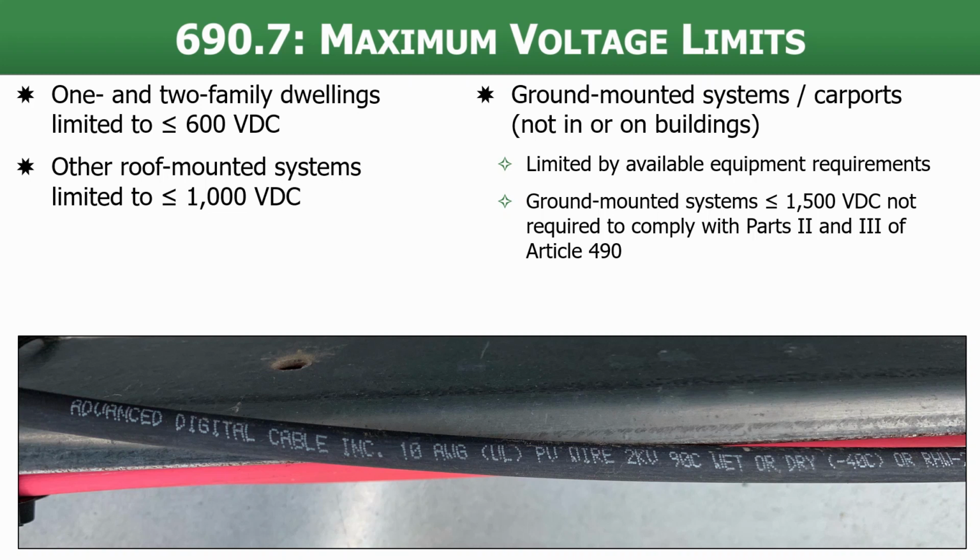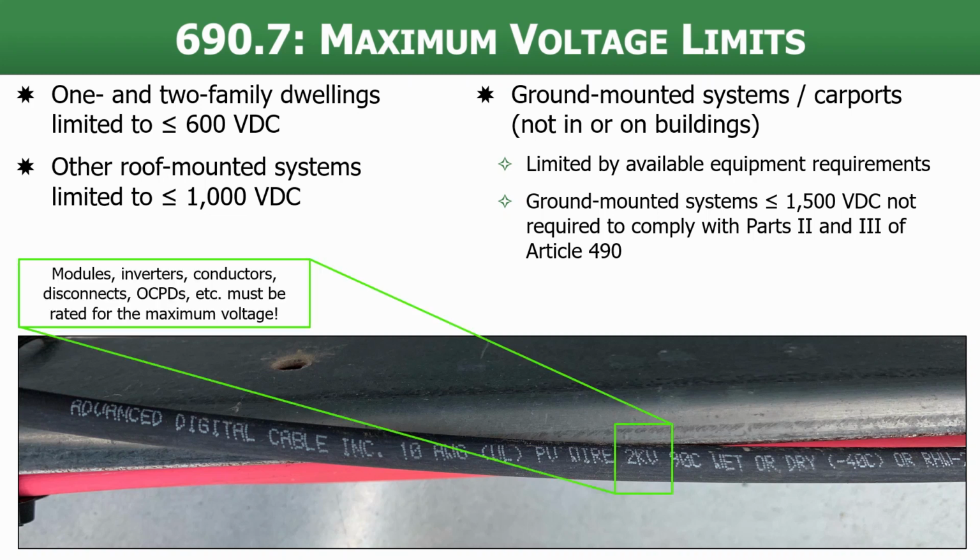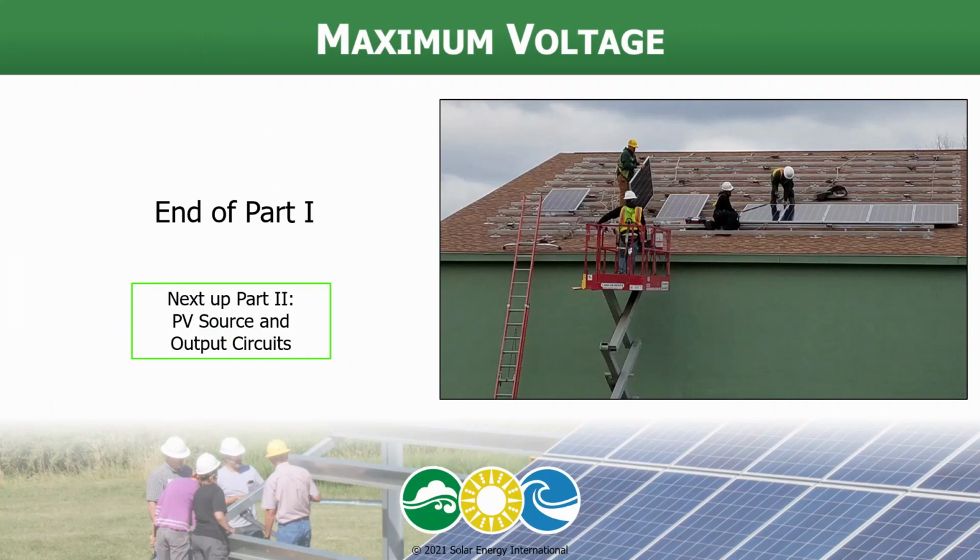Here in our image, we see a type PV wire cable. We see the size is 10 AWG. We also see its voltage rating. It's 2 kV. Guess what, everyone? That's 2,000 volts. We want to know that rating for all of our equipment, right? Our modules, inverters, conductors, disconnects, everything has to be rated for the maximum voltage of our PV system. And we're going to calculate that following the rules in 690.7. And we're going to look at that in our part 2, where we show you how to calculate that voltage.